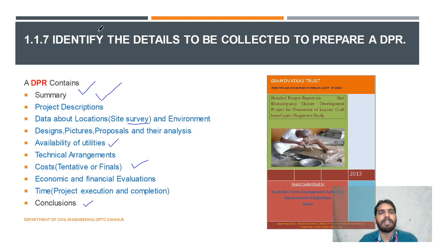They may ask you to identify the details to be collected to prepare a DPR. In order to prepare the DPR, what data has to be collected? How to write this? Sir, data about the site survey should be there. Design data, analytical data should be there. Ability of utility should be there. Technical arrangements, all those data you have to collect. You have to go for the cost. The estimate data has to be there. Everything you have to write in such a way if they ask in your final examination. This is also a cover page of that.